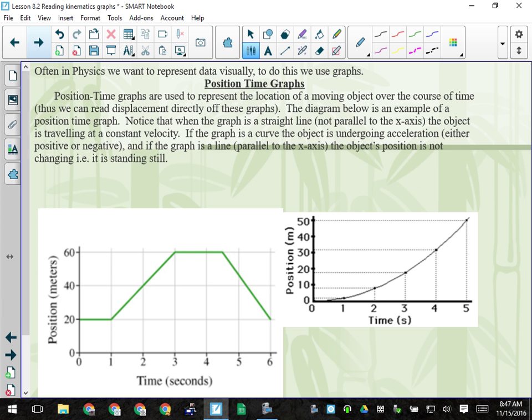So on a position versus time graph, specifically for position versus time graphs, they are used to show or to represent the location of a moving object over the course of time. They tell us where the object is or was at various points during its movement.